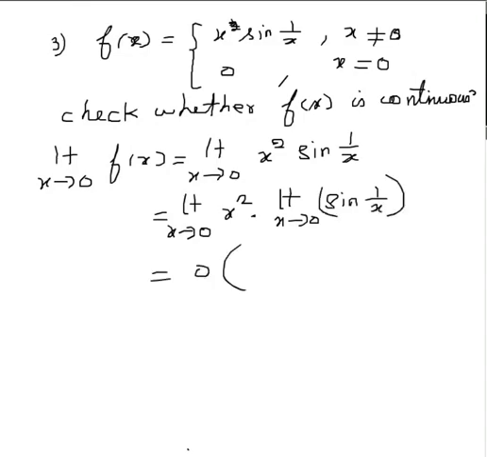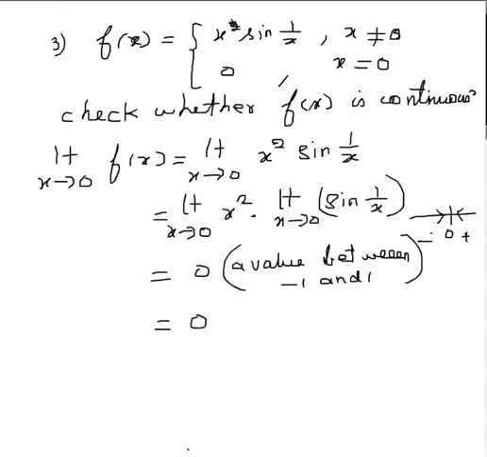Now this becomes 0. Here, as x approaches 0 from the left side, 1 by x becomes minus infinity, and if it approaches from the right side, it's a very big answer, positive or negative. Approaching from the negative side means a very big negative angle. Here a very big positive angle. Whatever the angle is, sine does exist for all angles. We don't have a not-defined case for sine. So we get some value between -1 and +1. So 0 into any number, the answer becomes 0. And f of 0 is also 0 given in the question.